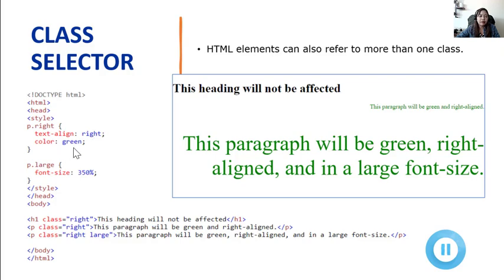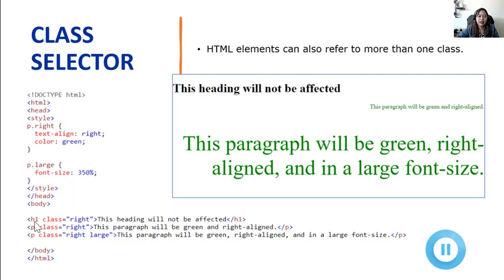Now, you may not want to fuse these together because there are some instances wherein you don't want to change the size, and some instances where you only want to change the alignment and the color, or other instances wherein you want to change the alignment, the color, and the font size at the same time, then you can use this. So you have p.right, which only changes the alignment and the color, and then you have p.large, which only changes the size.